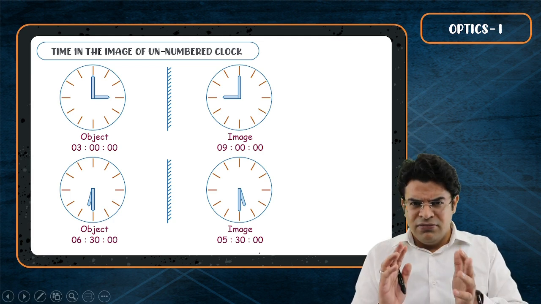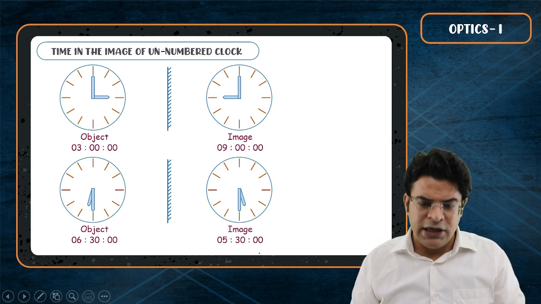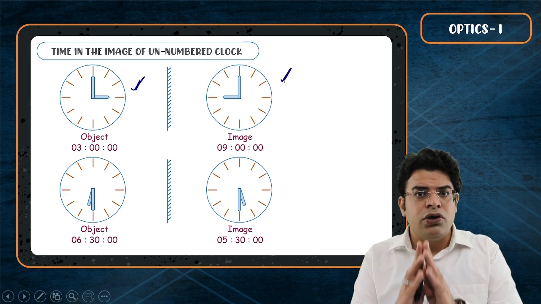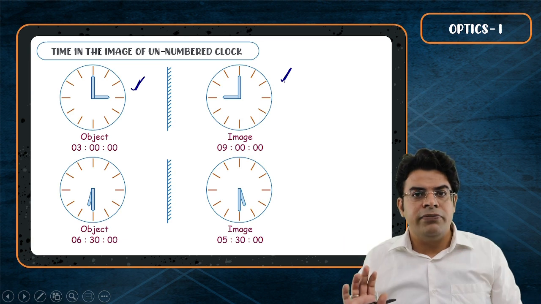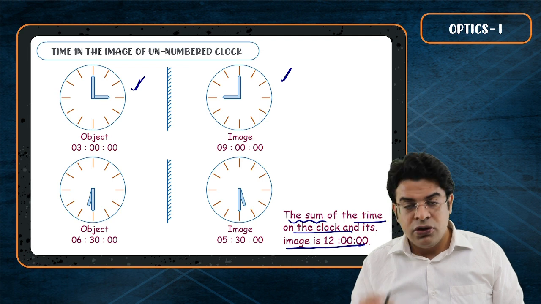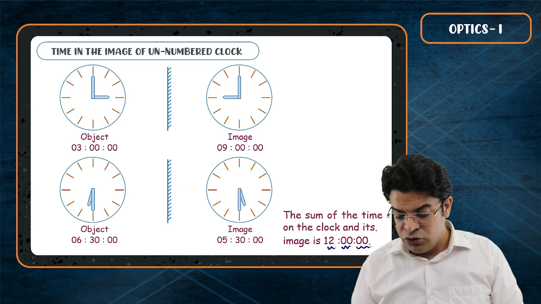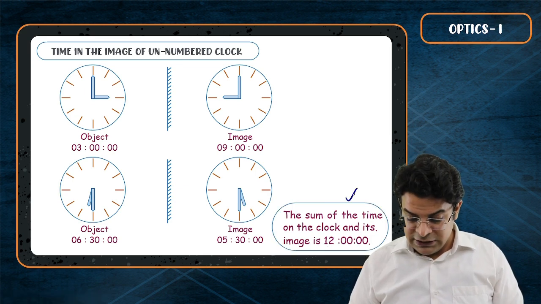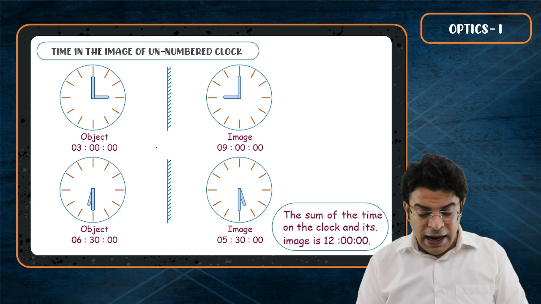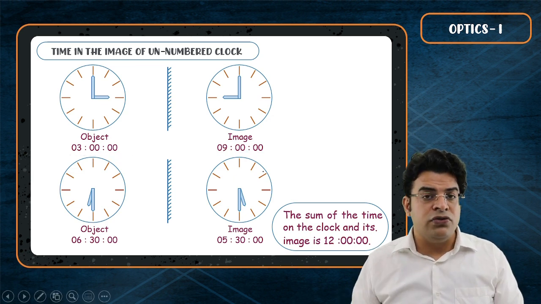So sir, is there an easier method to solve every time? There is a very easy method. Just remember that the time on the clock and the time on its image, when added together, becomes 12 hours complete. So the sum of the time on the clock and its image is 12 hour 00 minute 00 second. So remember just this thing. Here I gave you the example of 3 o'clock plus 9 o'clock. When you add these two times, 3:00:00 plus 9:00:00, you get 12:00:00.